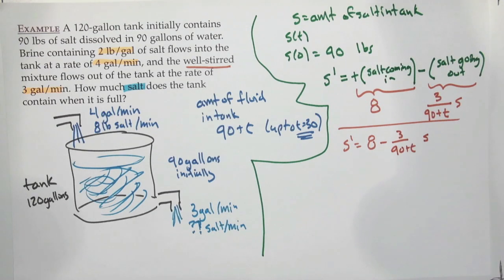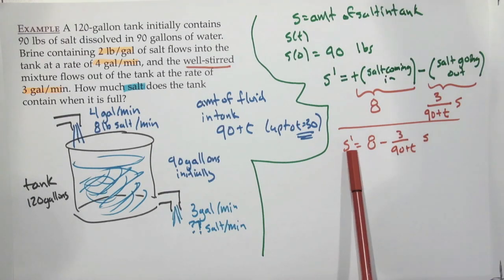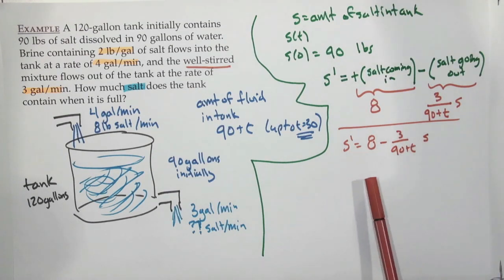All right, now we only have like a minute of class left, so we probably won't be able to finish this problem. But what kind of problem do we have here? It's a linear first order. It's the type of problem we've been talking about. So the same technique can be used to solve it. Move the 3 over 90 plus T across, find the integrating factor, and work it out.